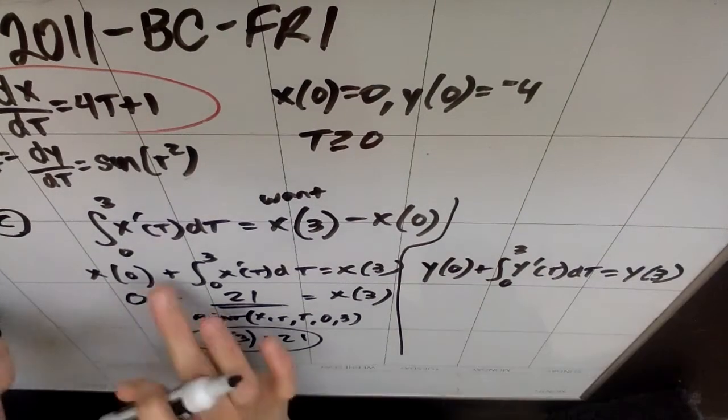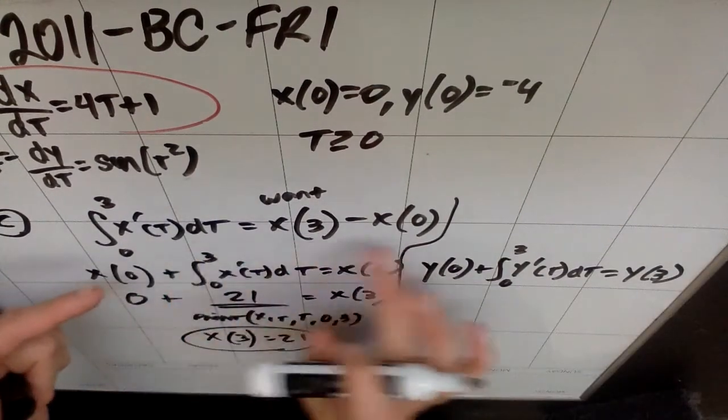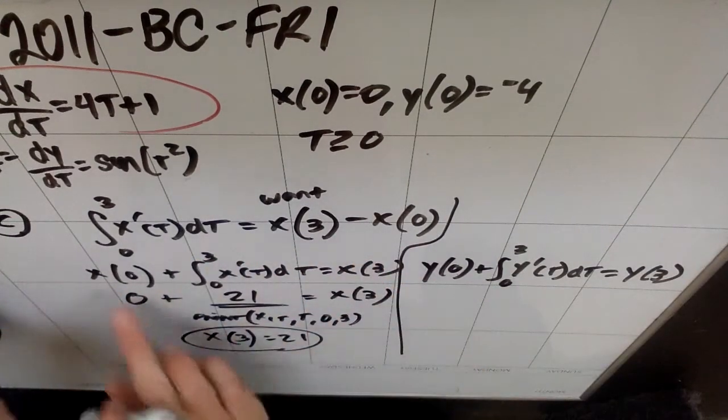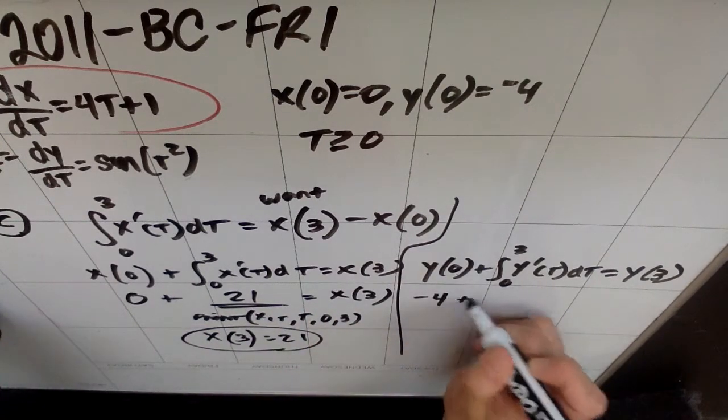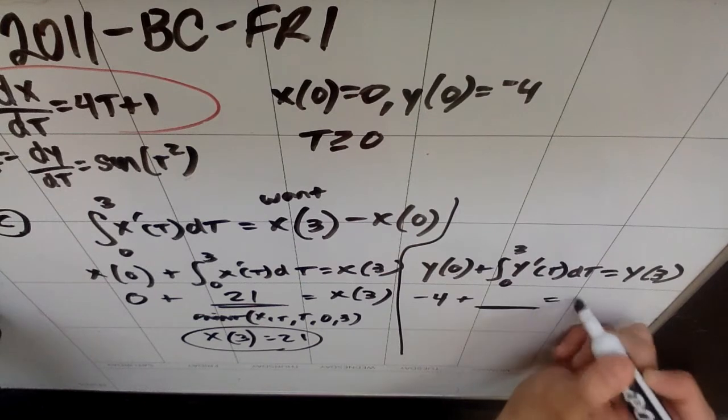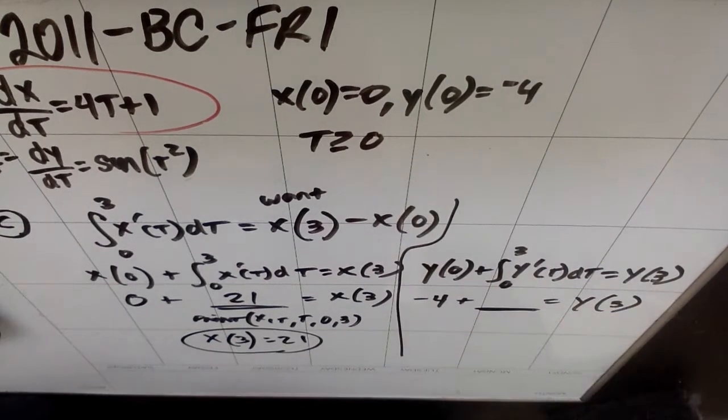As a side note, if you're able to skip to this step, if you don't need to start with this first fundamental theorem of calculus because you know this is what's happening, that's dope and totally awesome. So I'm going to go ahead and type this in plus whatever the crazy thing is, and that's going to give me y of 3.